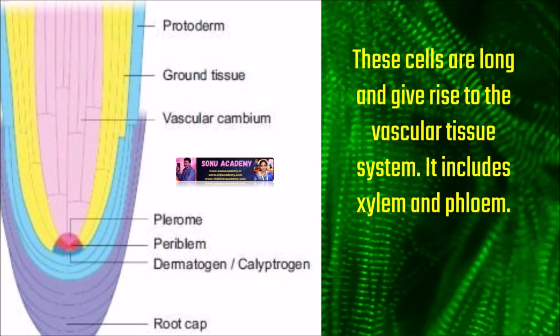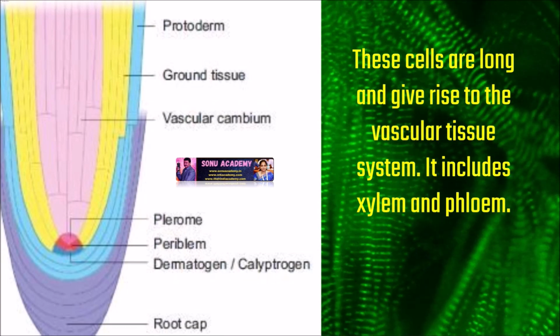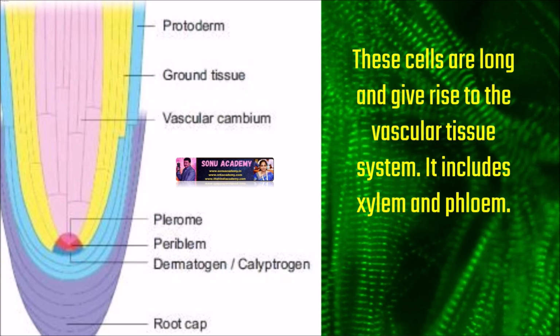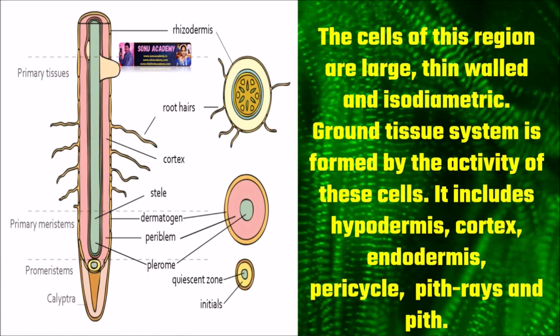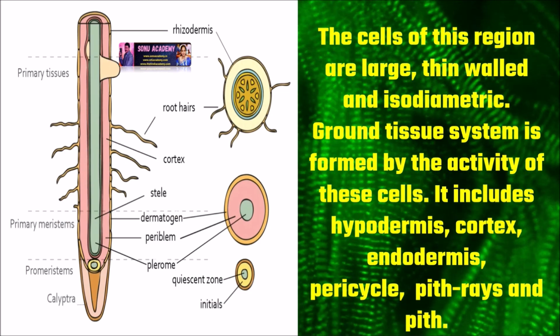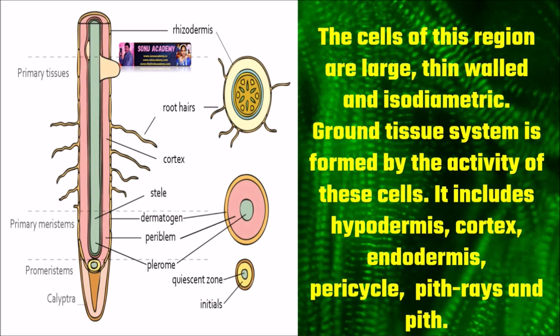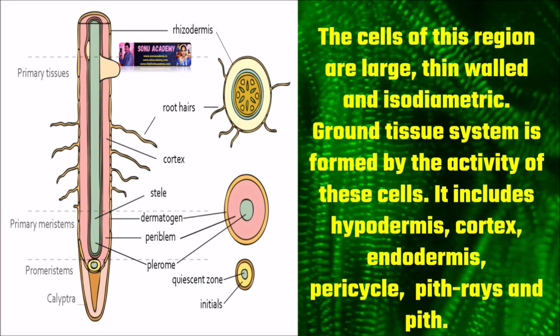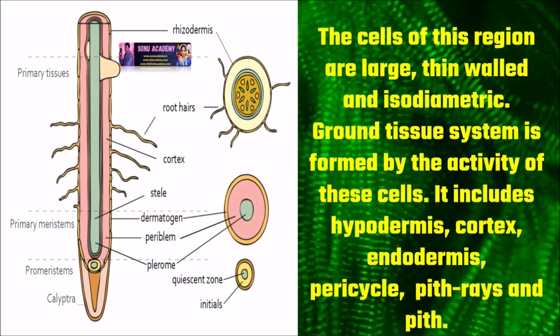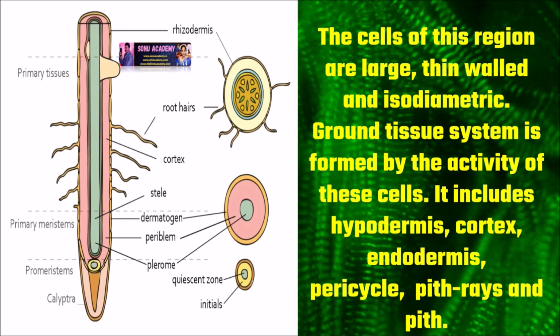Procambium or periblem. These cells are long and give rise to vascular tissues. It includes xylem and phloem. Ground meristem or plerome. The cells of this region are large, thin-walled and isodiametric. The ground tissue system is formed by the activity of these cells. It includes hypodermis, cortex, endodermis, pericycle, pith rays and pith.